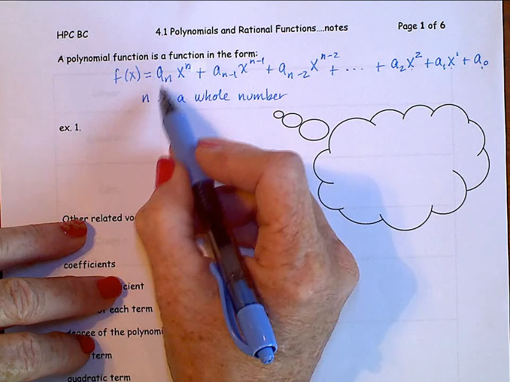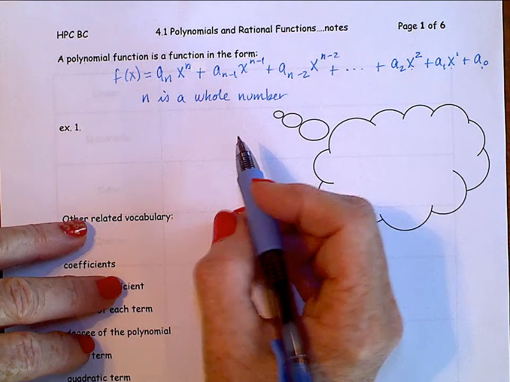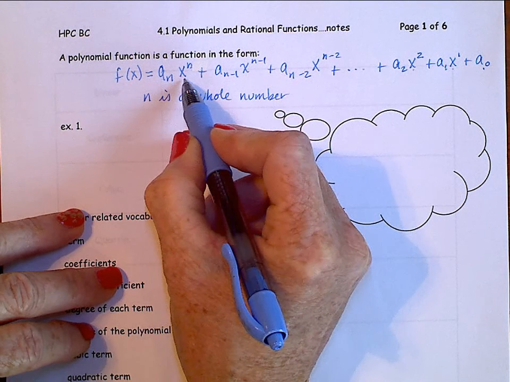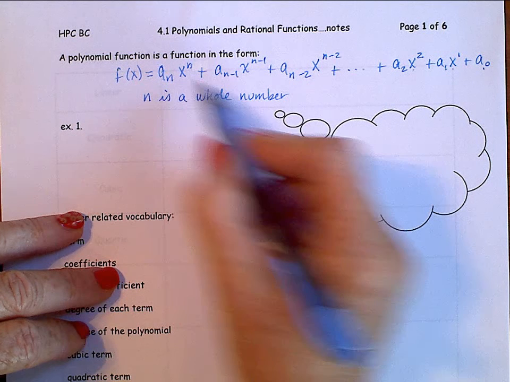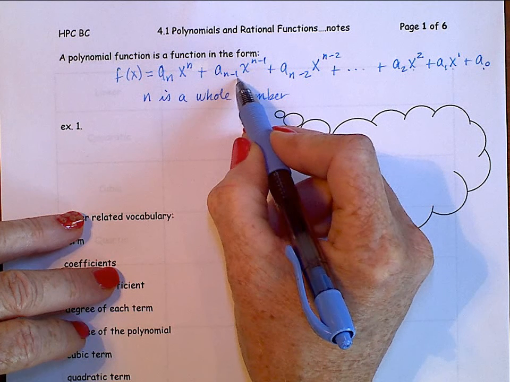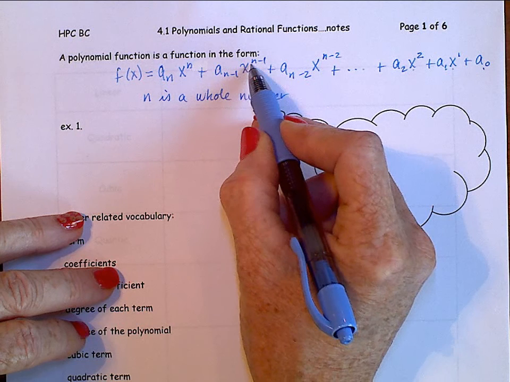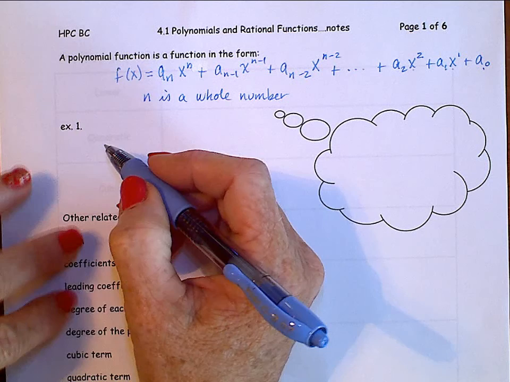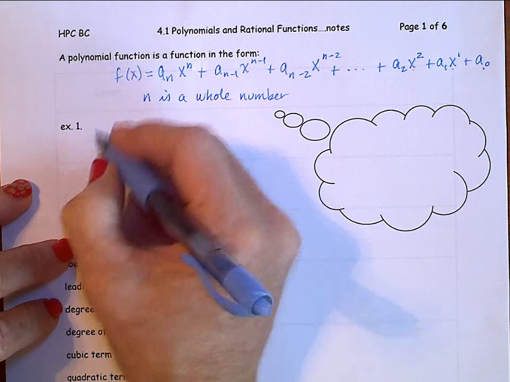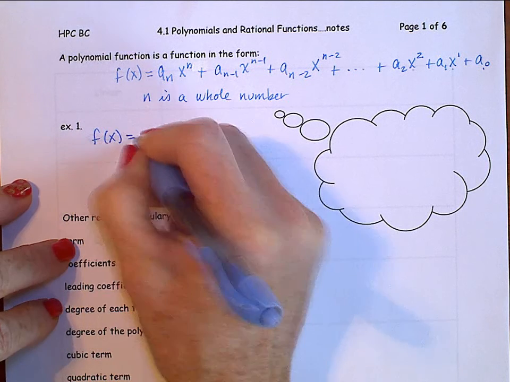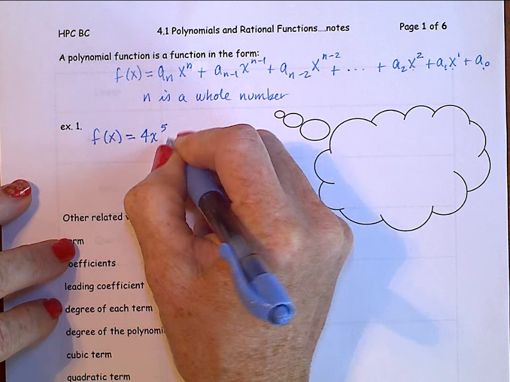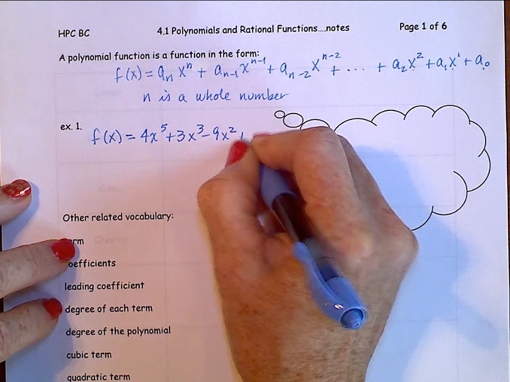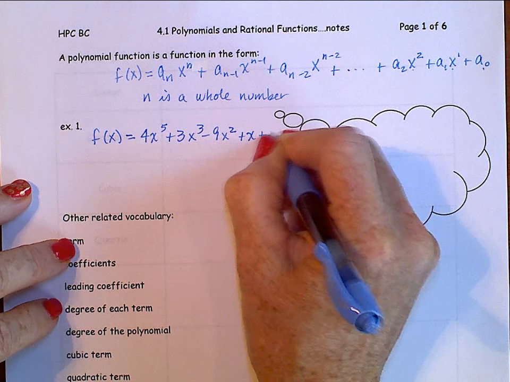The a's in here just number the coefficients. So a sub n is the coefficient of the x to the nth term. A sub n minus 1 is the coefficient for the x to the n minus 1 term, etc. You might recognize this a little bit better if I wrote an example for this. f of x is 4x to the 5th plus 3x cubed minus 9x squared plus x plus 13.